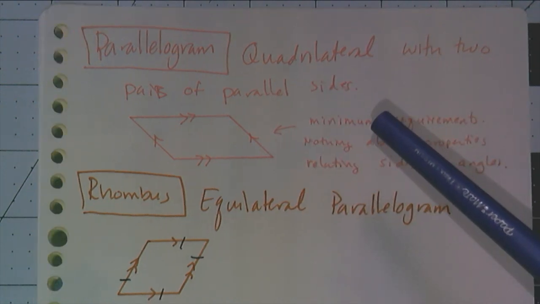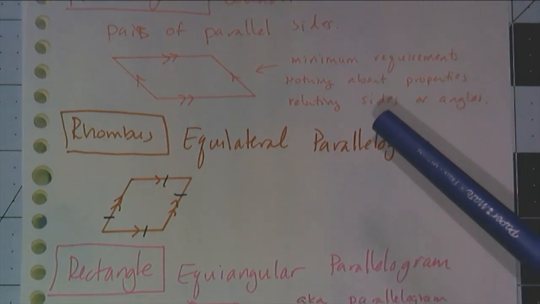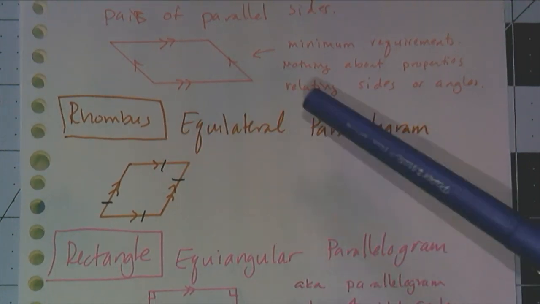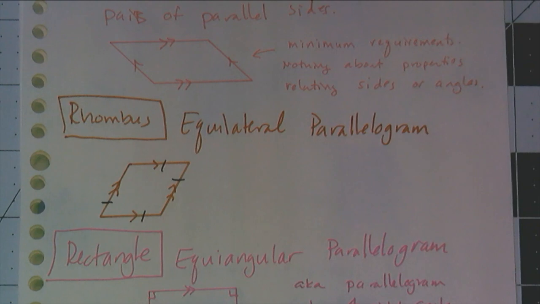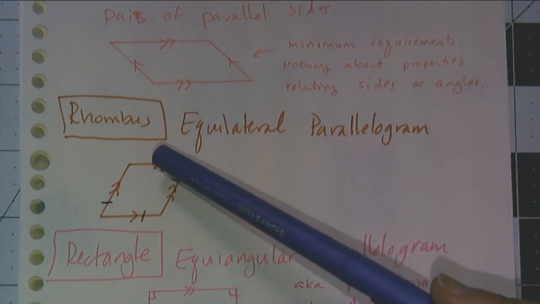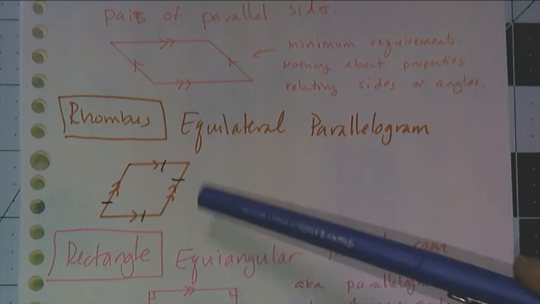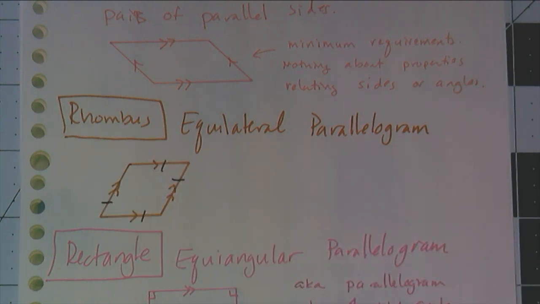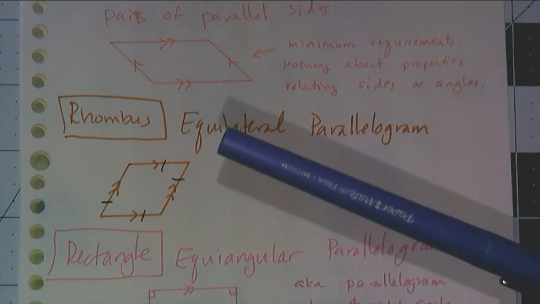It says nothing about the properties relating the sides or the angles, just the definition of a parallelogram. So now let's use some vocabulary to shorten the definition of things. So a rhombus is an equilateral parallelogram. Equilateral, remember, means all sides equal length. So I have the parallelogram with the two sets of parallel sides, and then the tick mark showing that all sides are equal in length.